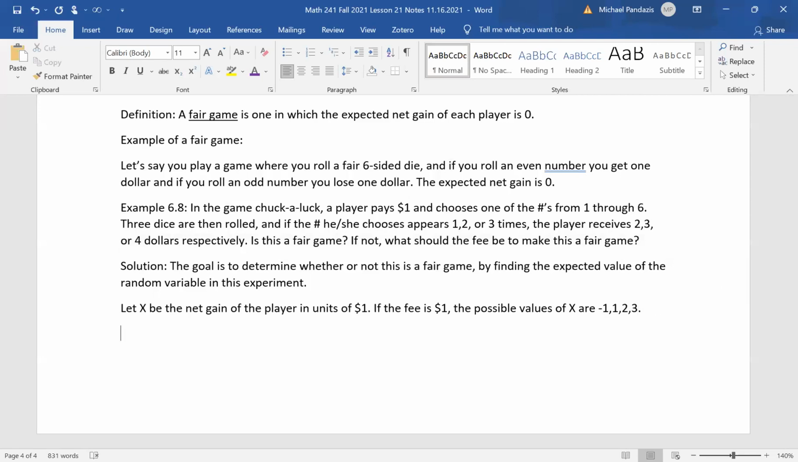So now we want to find the probabilities of each of those values of X, the probability that the net gain of the player is -1 or 1 or 2 or 3. And then we use the probabilities and the possible values of X to find the expected value. And if the expected value is 0, it's a fair game. And if the expected value is non-zero, it is not a fair game.